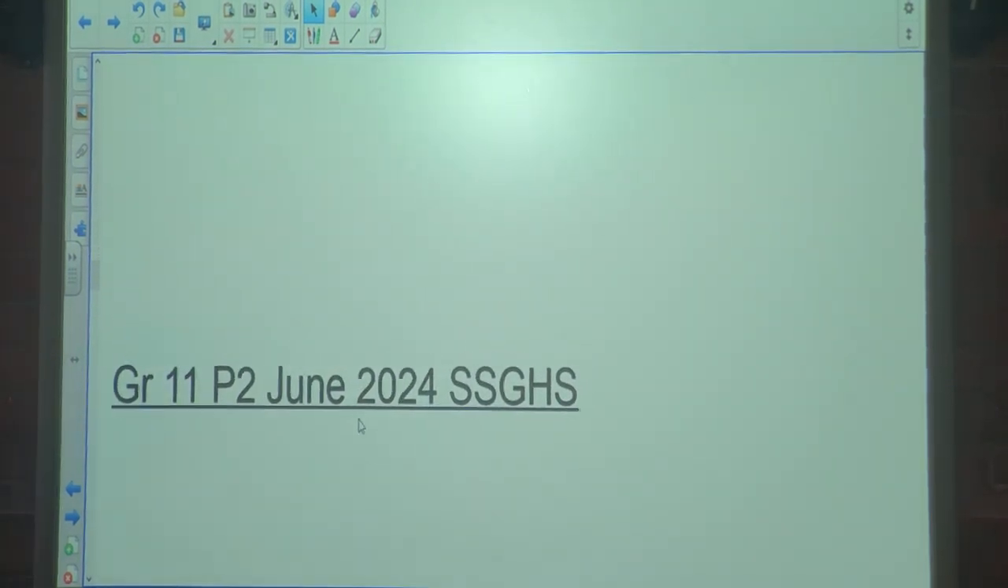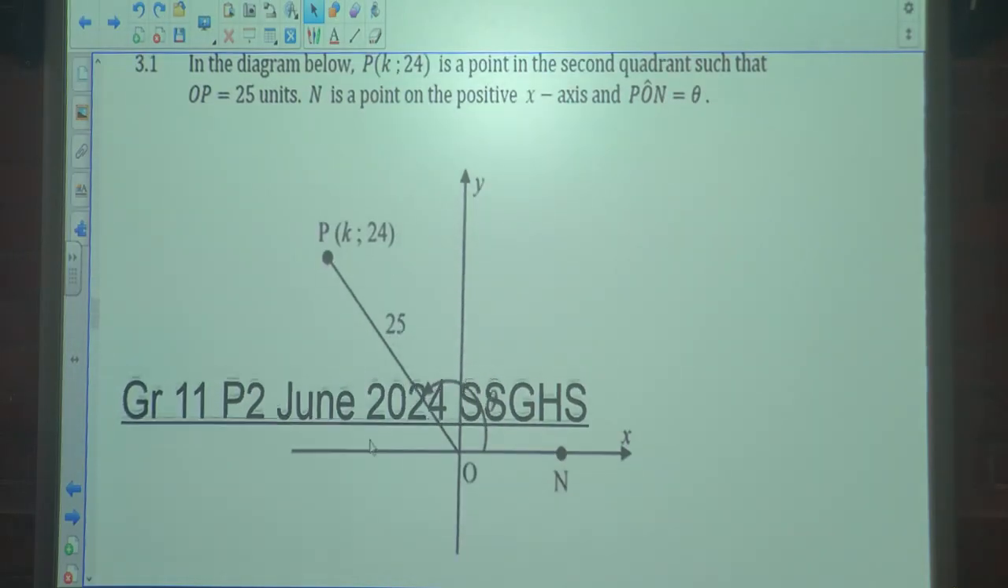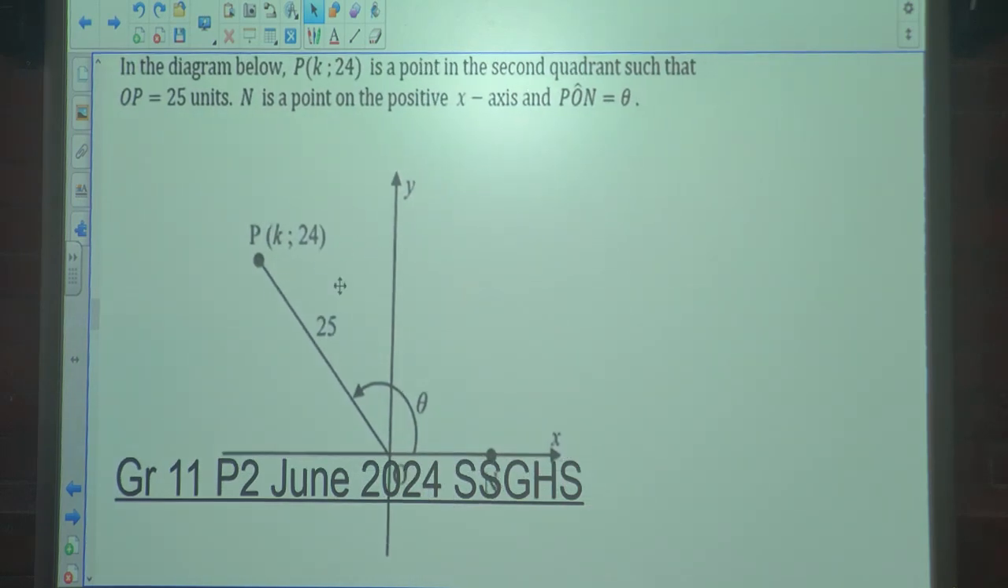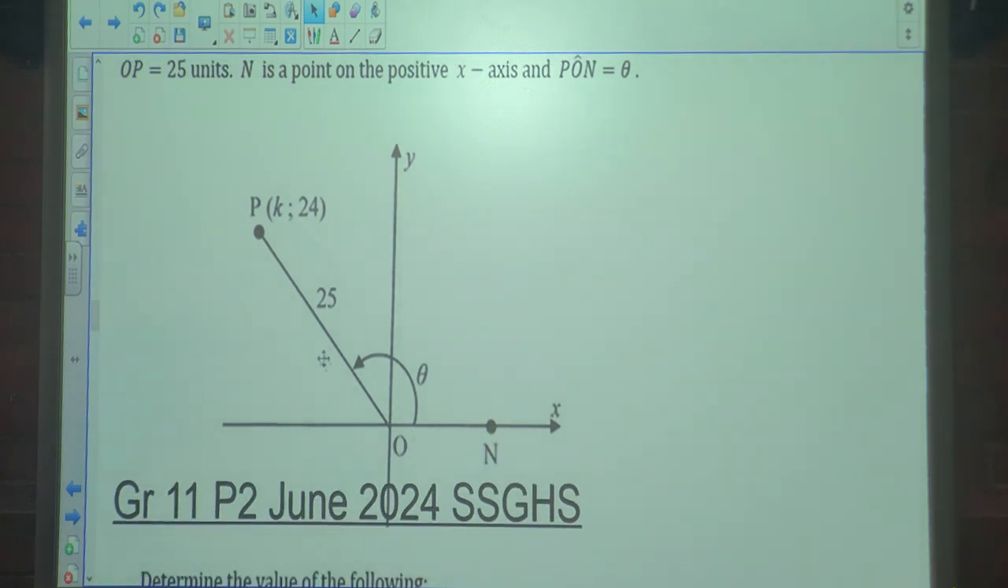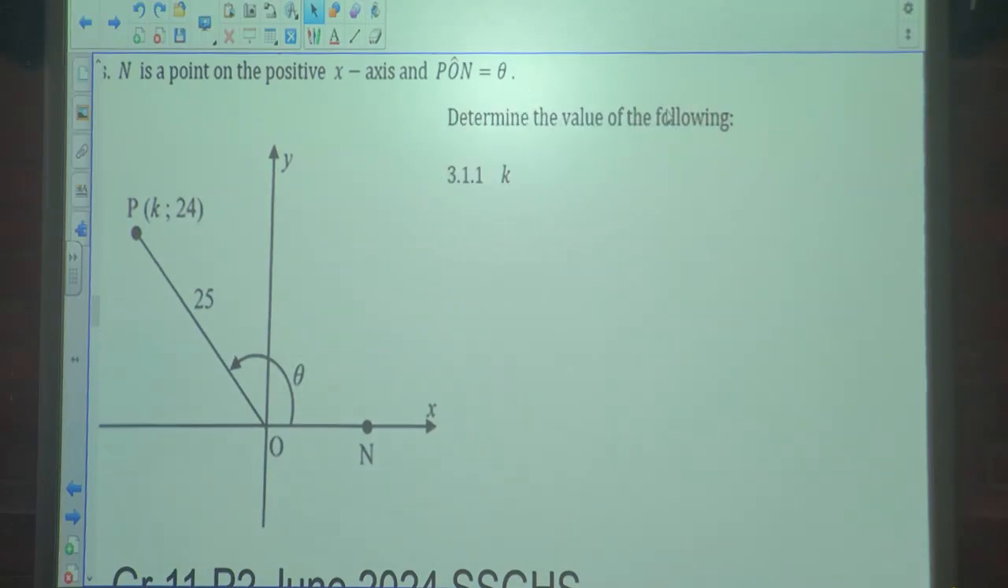Go to question 3. Calculators may not be used in this question. Here we are told that in the diagram below, P, which is (K; 24), is a point in the second quadrant such that PO is 25, which is that line there. N is a point on the positive x-axis, and PON is theta. First question. Determine the following.